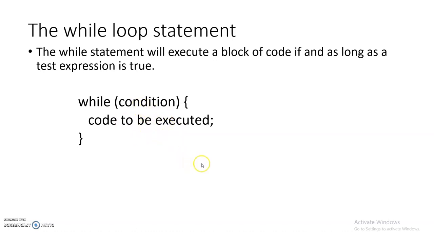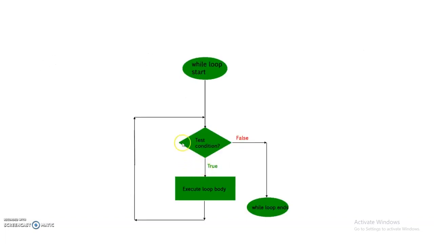That is the while loop. This can be represented with a flow chart. First is the test condition. If this condition returns a true value, then execute the loop body, and it goes to the next. After incrementing the value, it goes to the test condition again. And if it is false, it ends the while loop and goes to the next statement. This is a simple while loop.